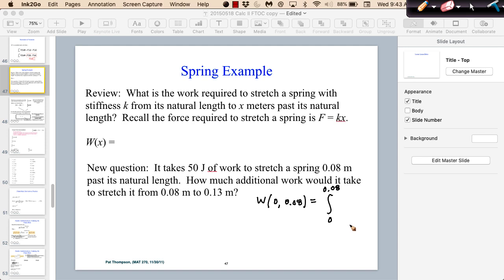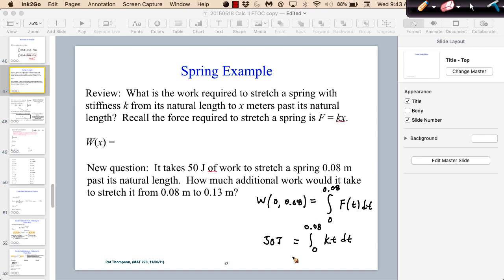We saw that with the pushy ant. We saw that with the springs. Rate of change of work is force, so it'd be force. And what is the force to stretch a spring t meters? k times t, right? So the rate of change of work is force. Force to stretch a spring t meters is kt. And it tells us that's 50 joules.